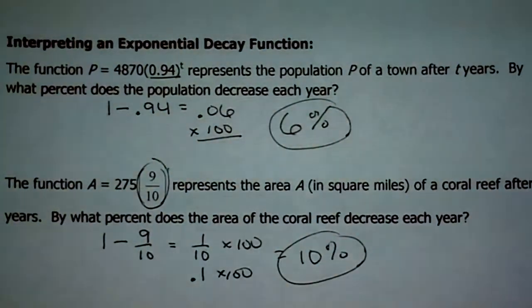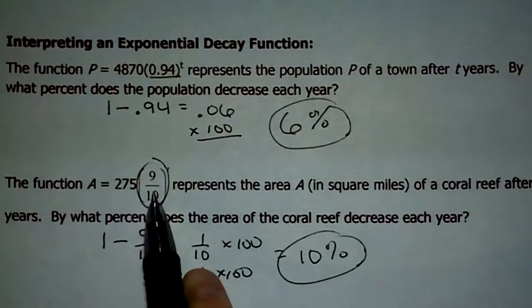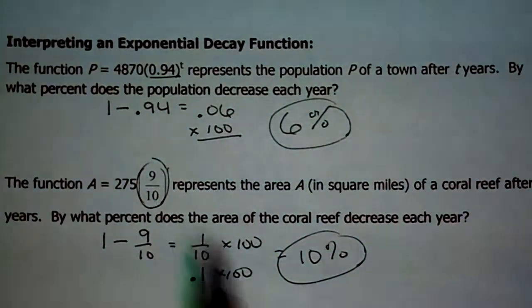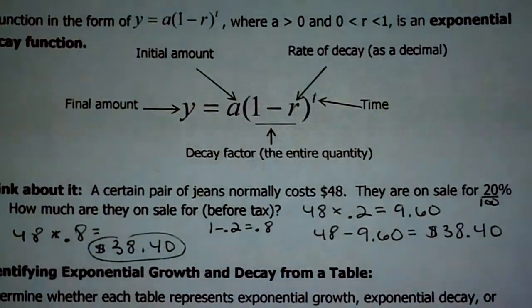So if I ask you what's the percent, you're looking at the B. You subtract it from 1 and then multiply by 100 to undo what you did up here when we put it in there in the first place.